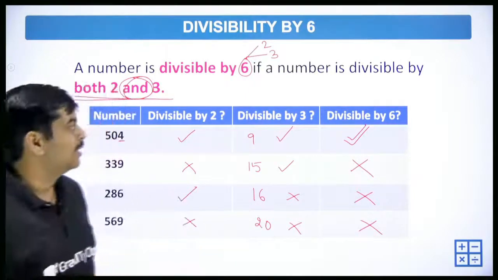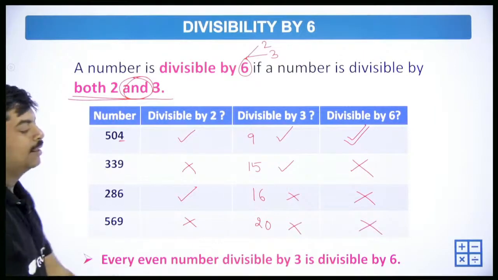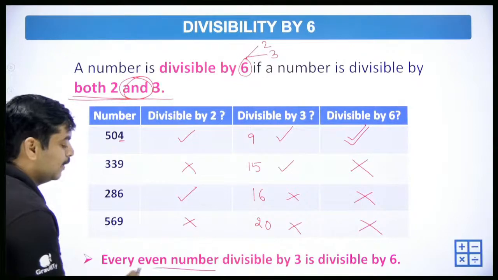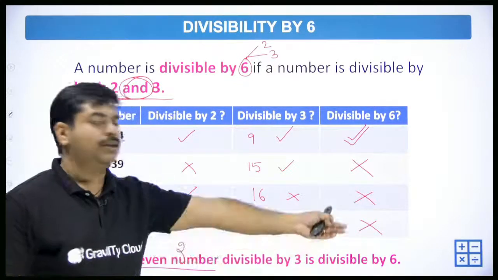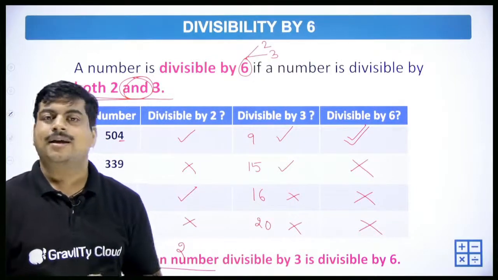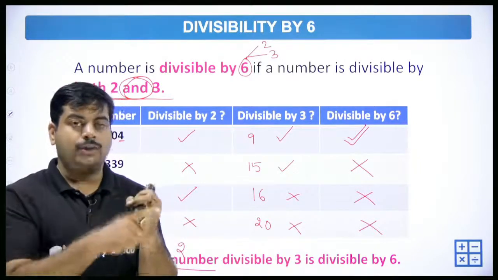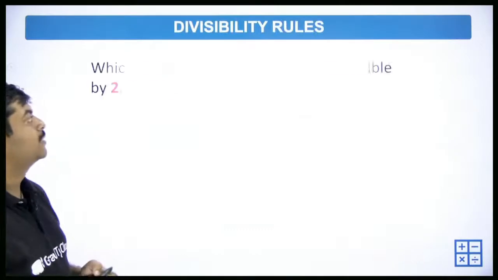Okay, right. So the next one: every even number divisible by 3 is divisible by 6. If there is an even number, definitely we can say that it is divisible by 2 already, and again divisible by 3. So the total count can be divided by 6. We started with 2, we started with 3, 2 into 3, we started with 6. Okay, so let's move ahead to know the next divisibility rule.